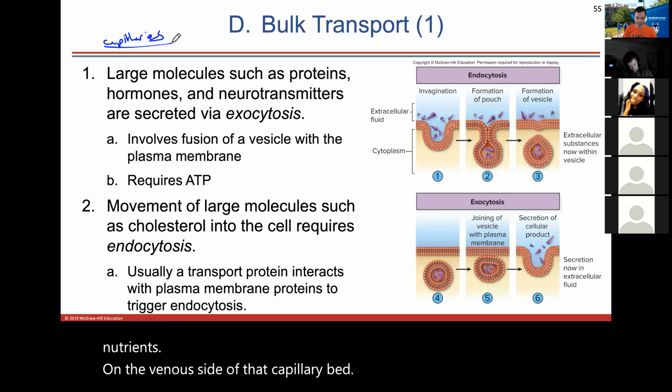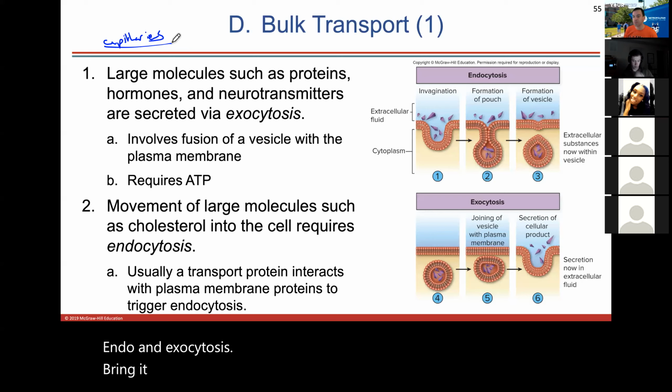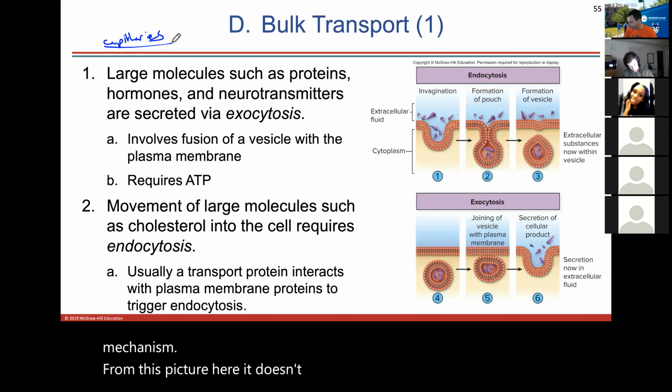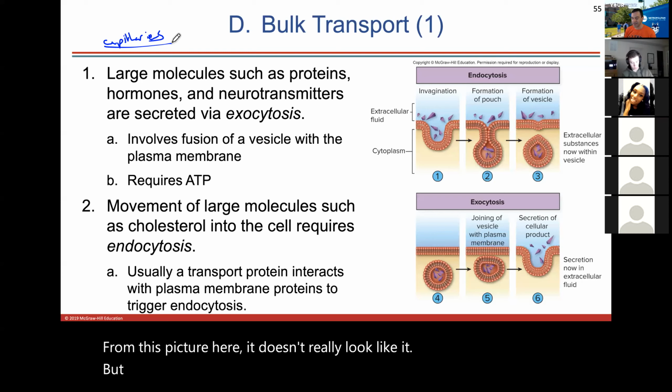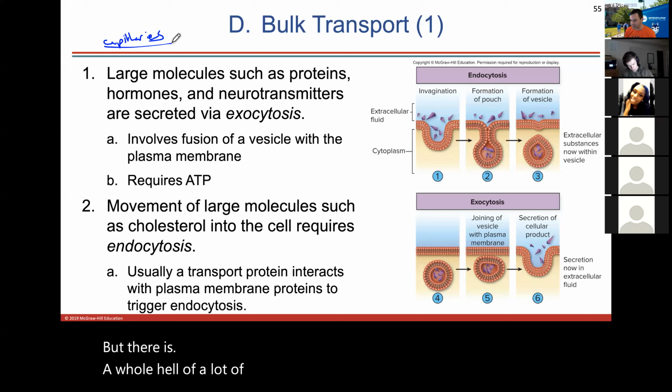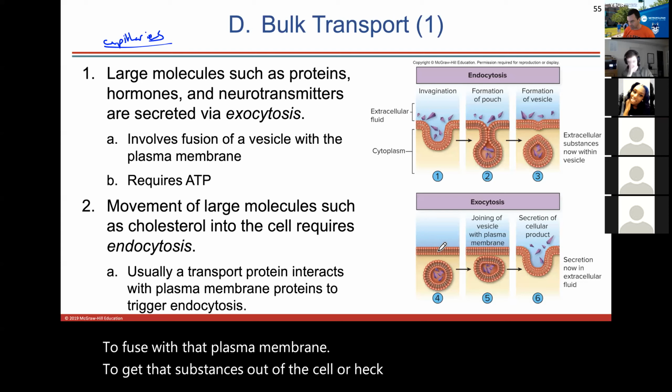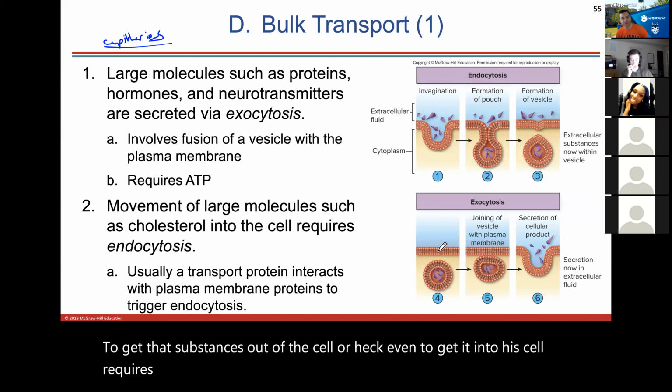Bulk transport is endo and exocytosis. Bringing in, endo; removing, exo. Bulk transport, endocytosis and exocytosis, is an active transport mechanism. From this picture here, it doesn't really look like it, but there is actually a whole lot of work to get that tiny little vesicle right here to fuse with that plasma membrane. To get substances out of the cell, or even to get them into a cell, requires a number of very specialized receptors.